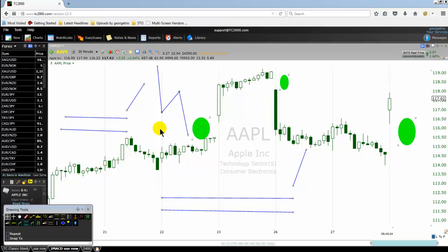And the exhaustion gap is likely to be filled. The opening gap also is likely to be filled, partially filled.